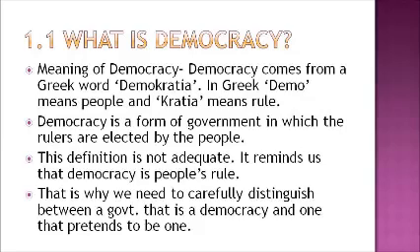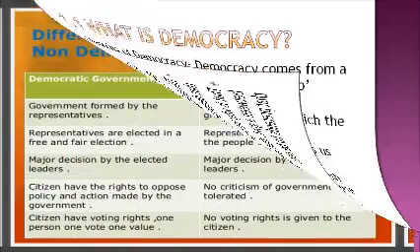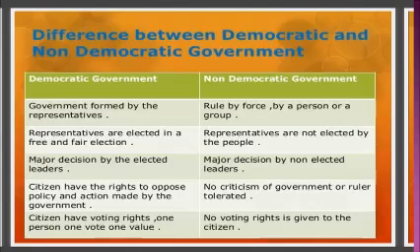But if we use this definition in an unthinking manner, we would end up calling almost every government that holds an election a democracy. That would be very misleading, as we shall find out that there are two types of democracy, so called democracy and real democracy. In this chapter, we'll learn about the differences between a government that is a democracy and one that pretends to be one.